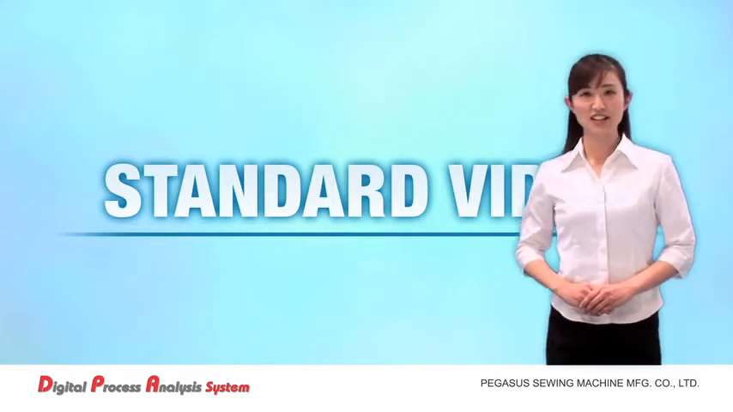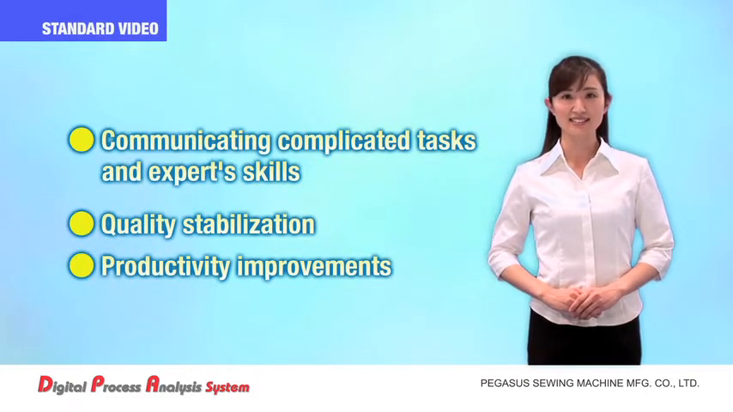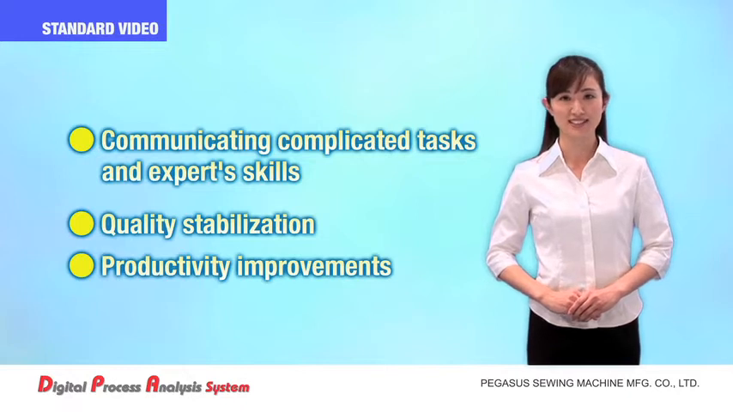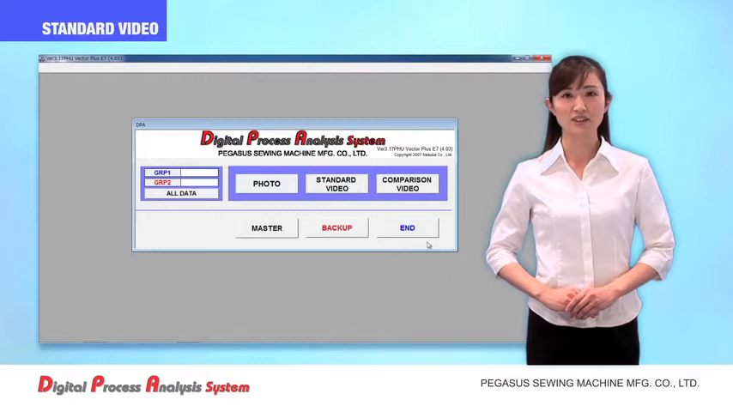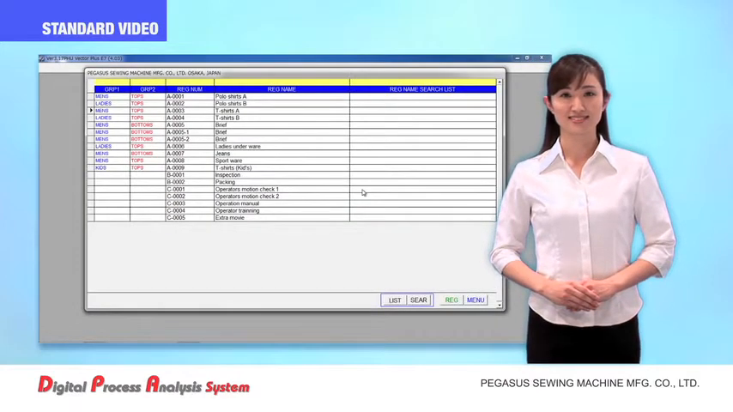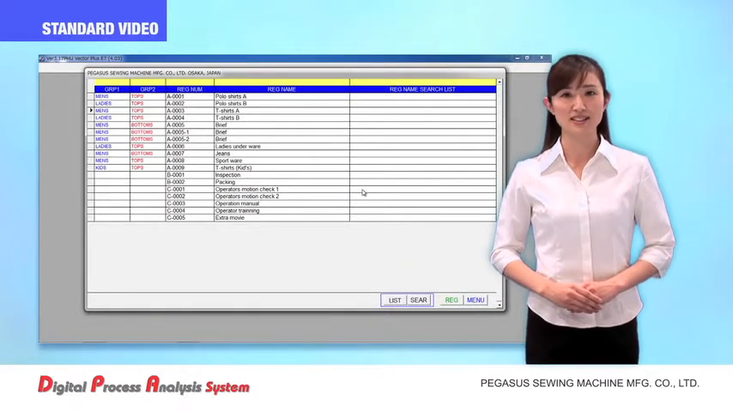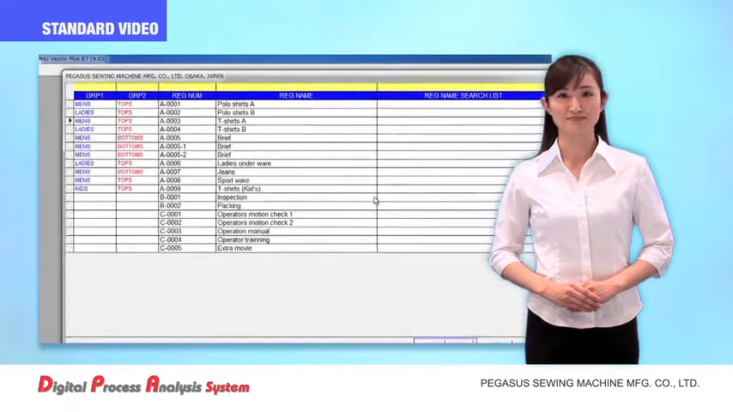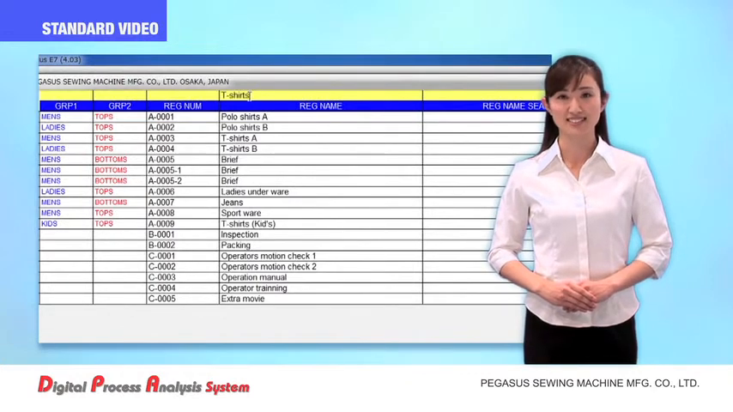The standard video function is used to communicate complicated tasks and expert skills, and is useful for constant quality and improvement of productivity. Clicking Standard Video on the menu screen reveals the standard video list screen. As you can see, the videos that have been registered are sorted by item. This list screen has a search function to make it easy to find the items and videos that you want.